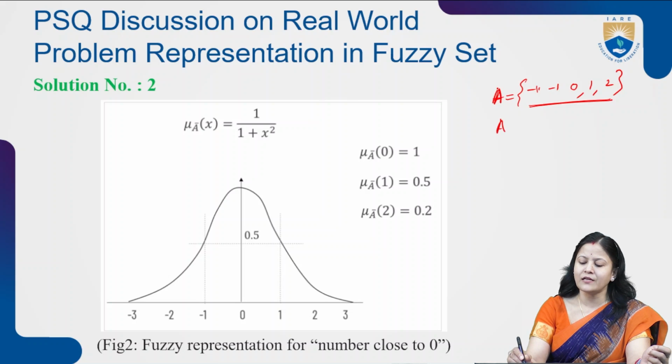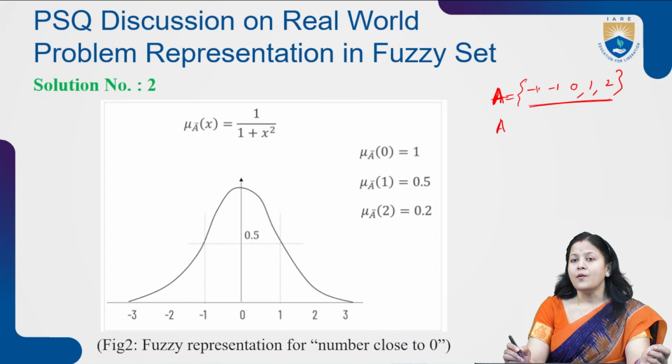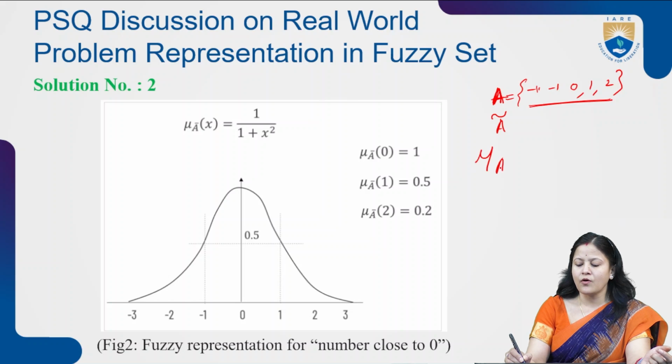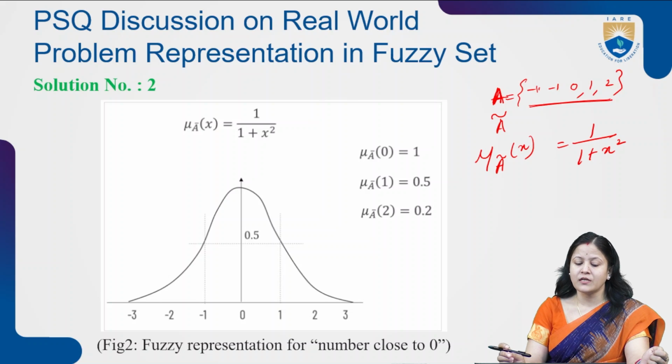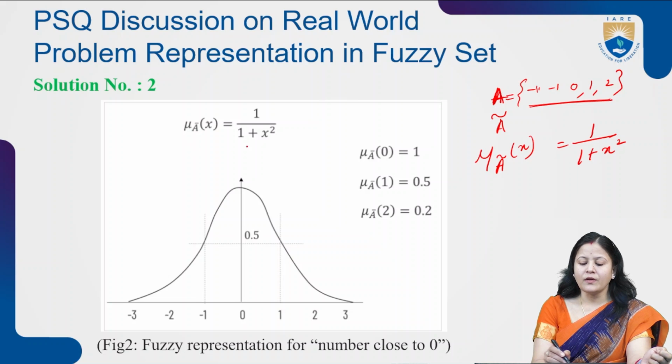For a normal set representation, a normal alphabet can be used. But for a fuzzy set, we have to write it like this, A tilde bar. That is the representation of the fuzzy set. Now for fuzzy set A tilde bar, we can write the membership function mu of A tilde bar of x equal to 1 by 1 plus x square. This type of membership function is to be created by the creator who is trying to create this particular graph. It is not fixed every time. That depends upon the manufacturer or the creator. So here the membership function for the set is equal to 1 by 1 plus x square.